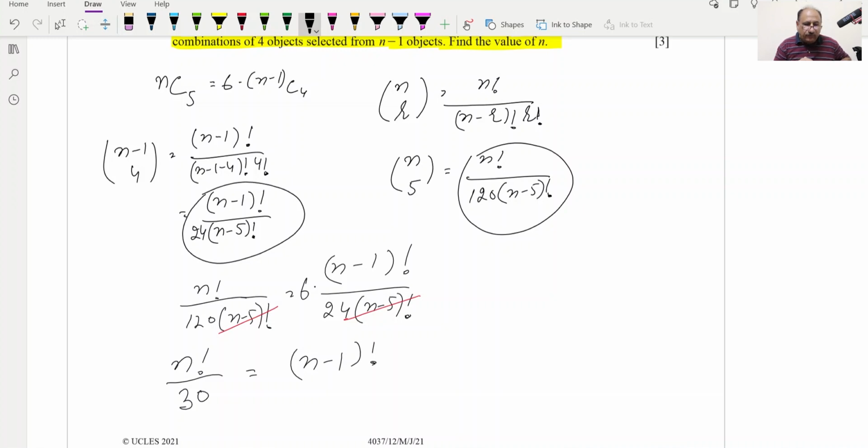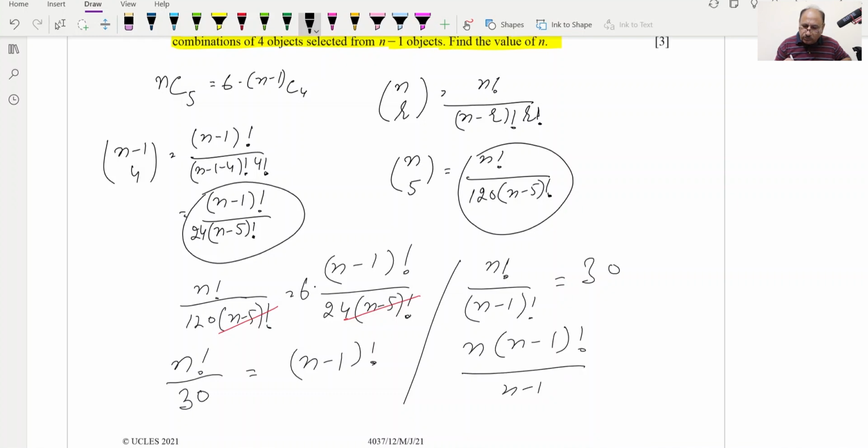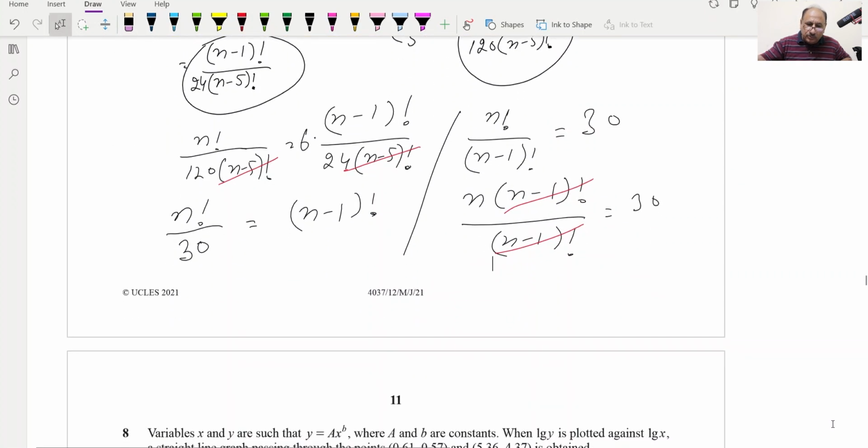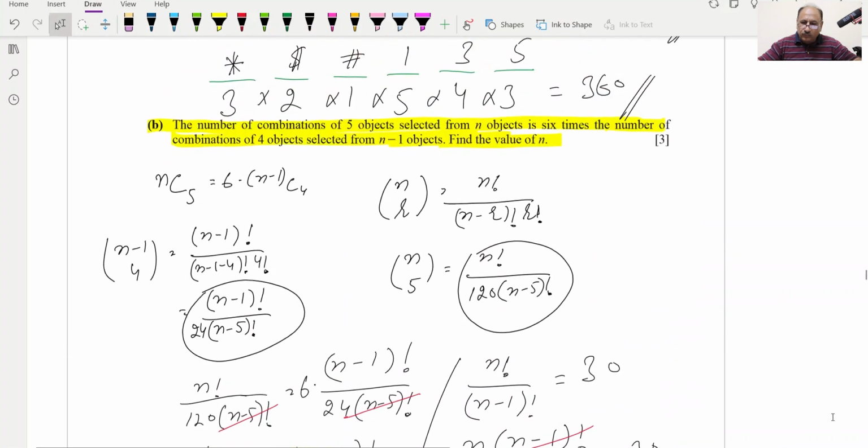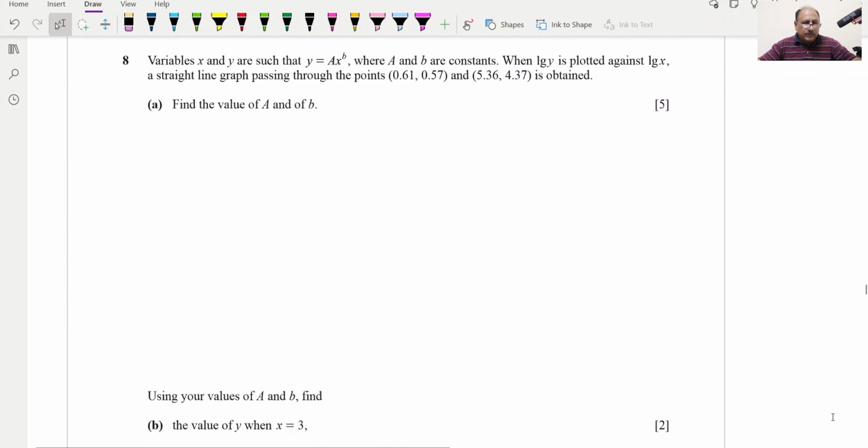Now n minus 1 factorial we can shift. So we can write here n factorial over n minus 1 factorial is equal to 30, and n factorial we can write as n into n minus 1 factorial over n minus 1 factorial is equal to 30. So this portion we can cancel and n will be equal to 30. So we can write n is equal to 30. This will be the final answer for this. Hopefully you understood. This is also a 3 marks part.